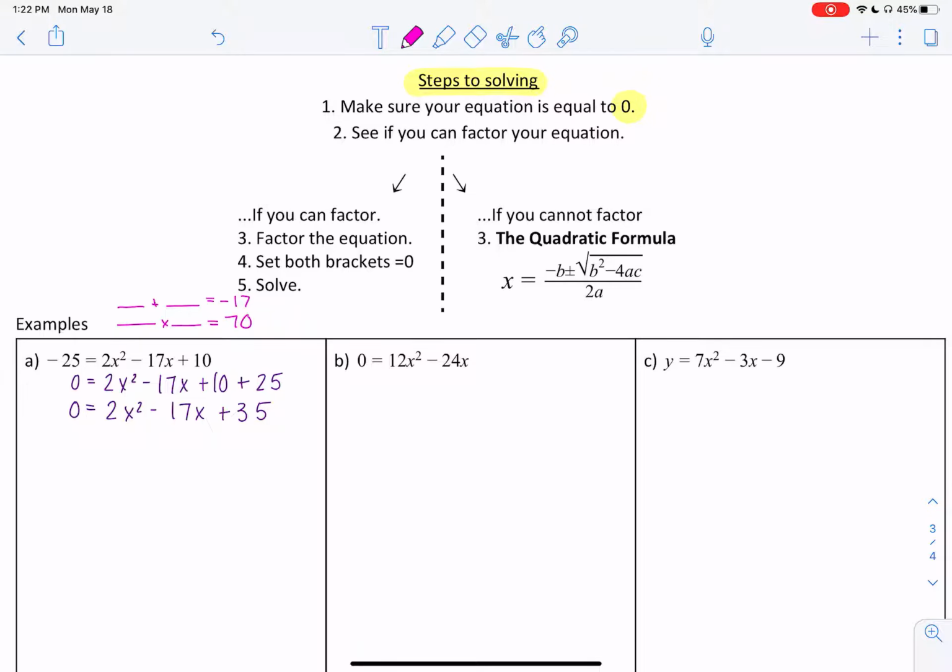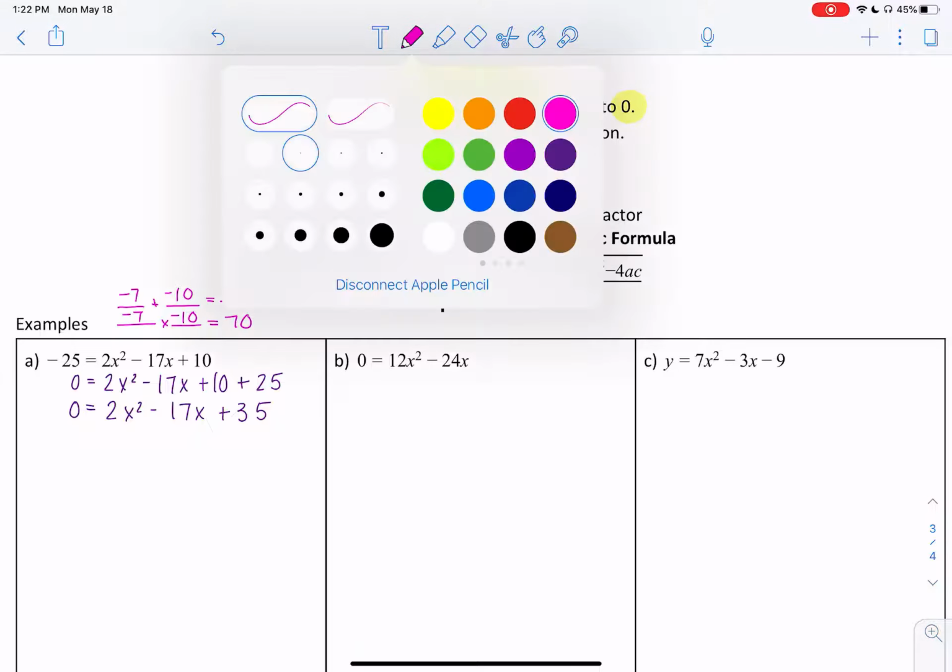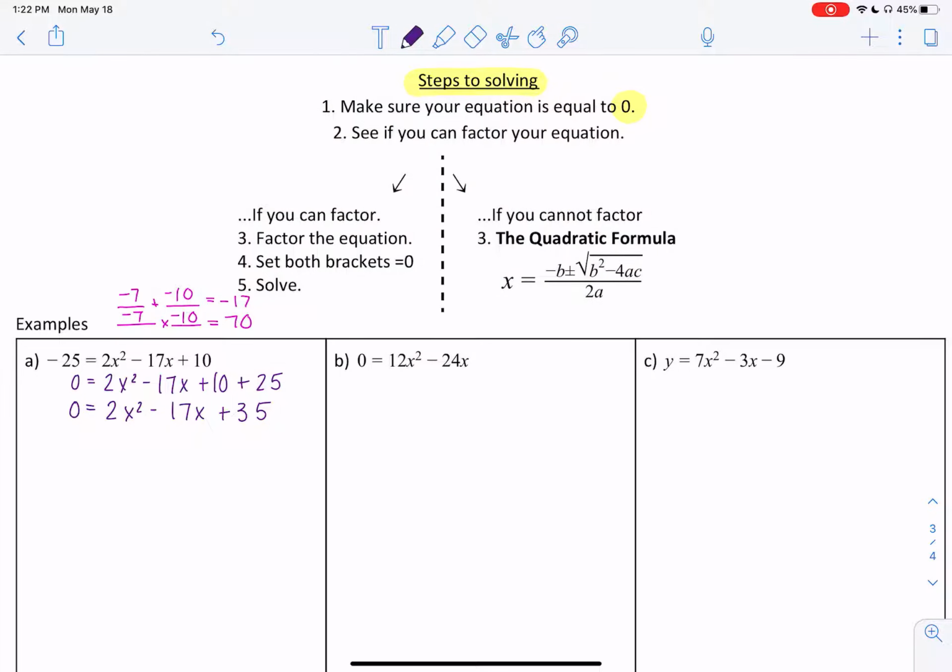And those numbers will be -7 and -10, -7 and -10. Because I'm able to find these numbers, it means that I can factor this. So this is the way that I should solve it, with the steps on the left of that dotted line. Instead of writing a -17, we know that -7 and -10 work for that. So -7x, -10x.